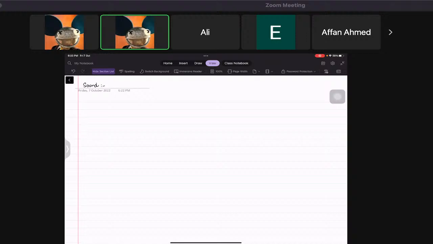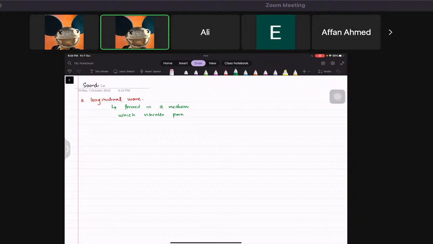So first of all, you guys need to understand that sound is basically a longitudinal wave. And how are longitudinal waves formed? Longitudinal waves are formed in a medium which vibrates parallel to the energy transfer.